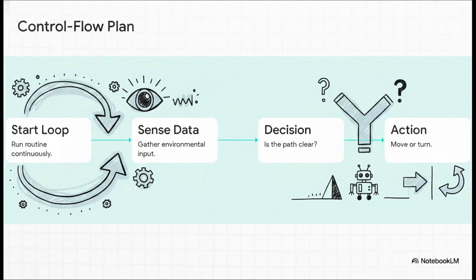Let's trace the logic step by step. Step 1, we start the loop, telling the robot to run this routine continuously. Step 2, the robot checks the sensor data to gather current environmental input. Step 3, the program runs a decision, asking the conditional question, is the path clear? And finally, Step 4, based on the answer to that decision, the robot executes an action, either moving forward or turning. Then, because of the loop, it immediately jumps right back to Step 1.